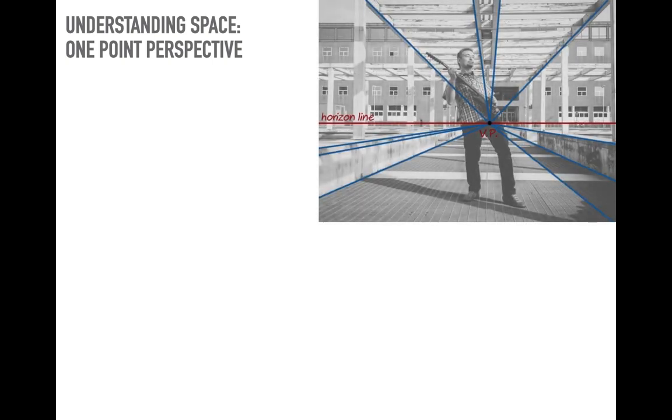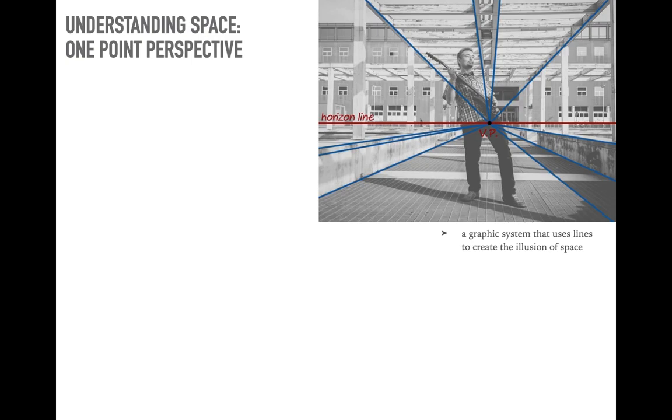One-point perspective is also known as leading lines. This is what happens when, especially geometric lines, move into the distance, into a far away space. As things like train tracks, we know that train tracks are parallel. That's why the train can run on them.